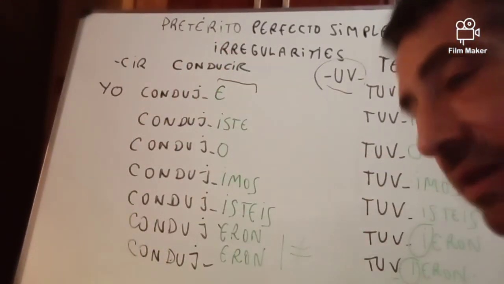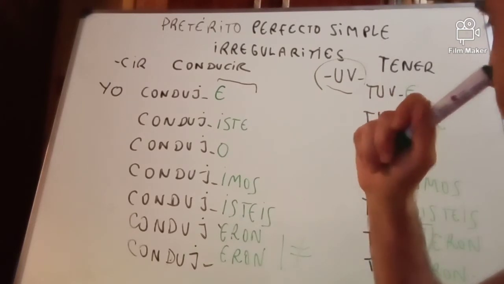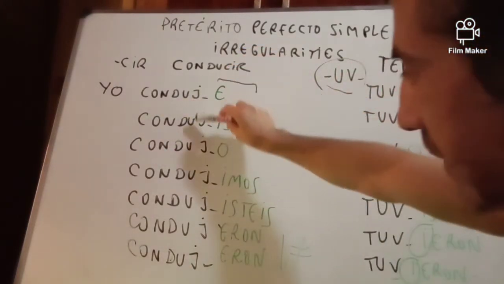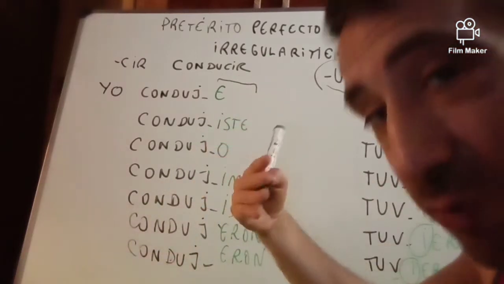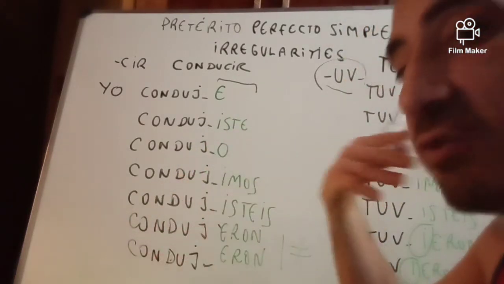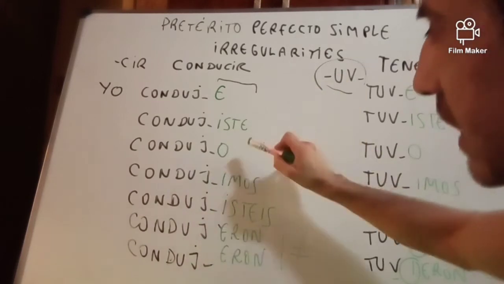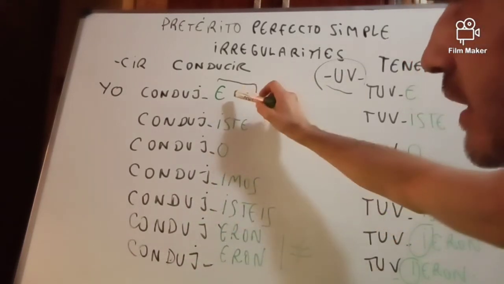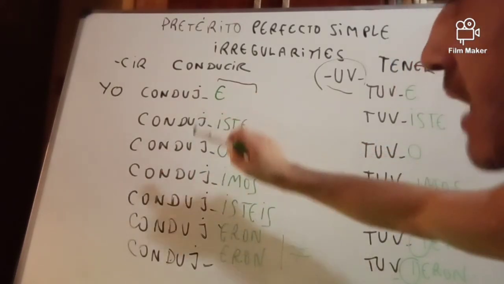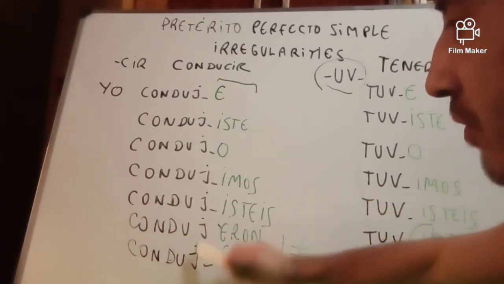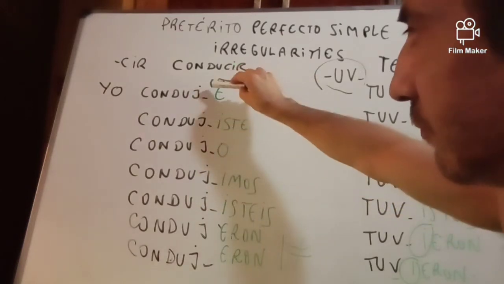And another thing that you may have noticed is that the stress always falls here, never here. With regular verbs, in some cases it fell here, for the first person in the singular and for the third in the singular: amé, I loved, amó, he, she loved, amaste, amamos, amasteis, amaron. In that case, for these two personal pronouns, the stress fell here with a regular verb.